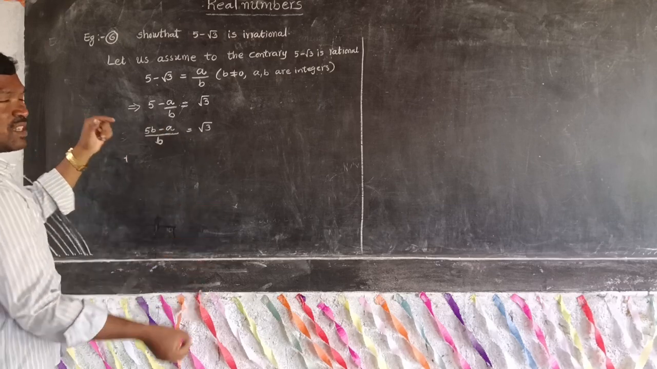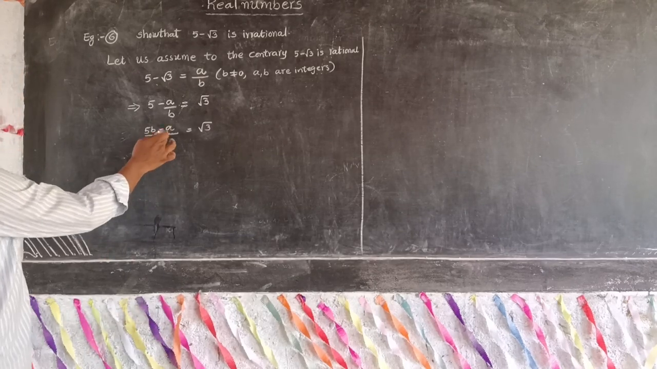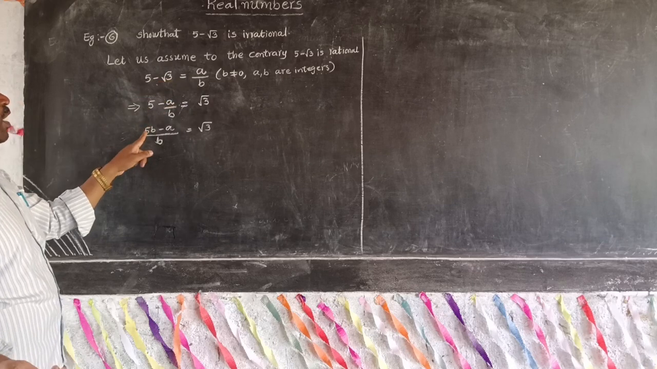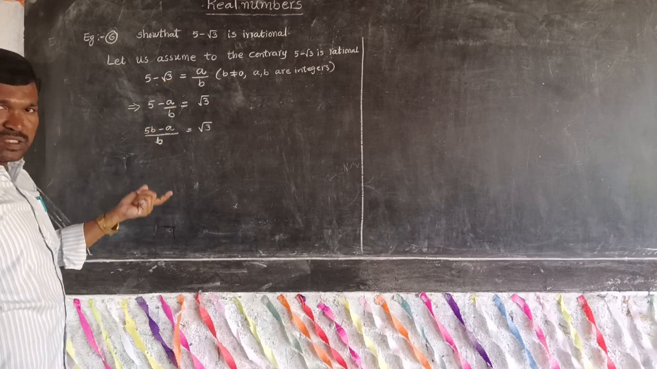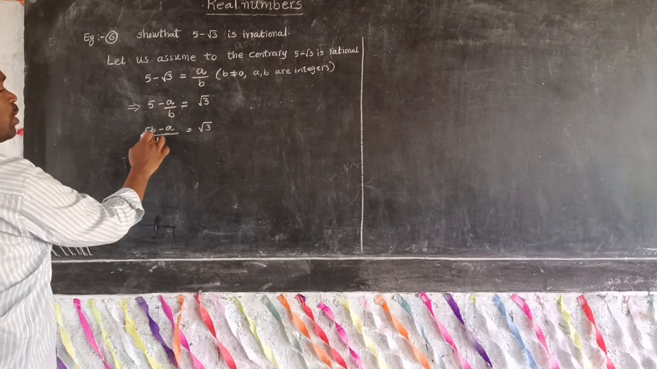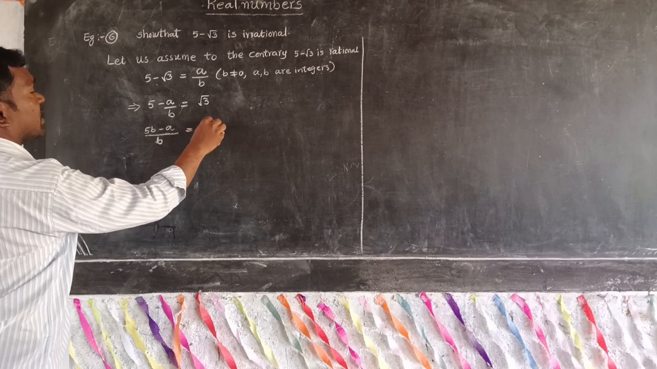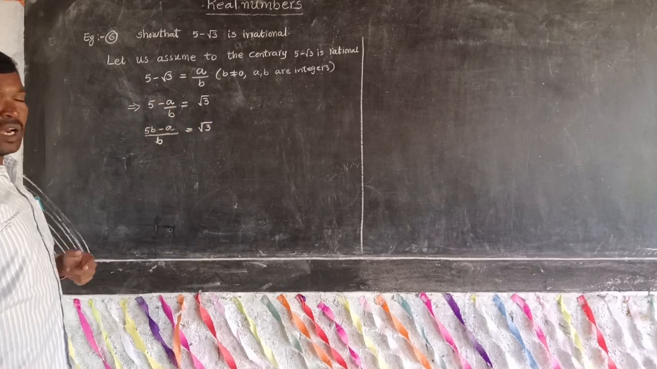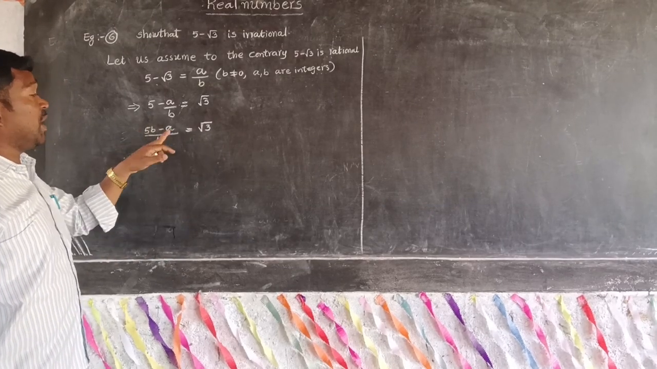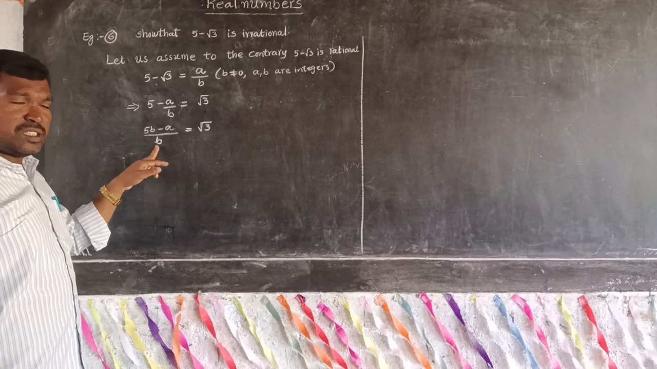5b minus a, by b. Since a and b are integers, 5b minus a is also an integer, and b is also an integer, so 5b minus a by b is rational. But the right-hand side, root 3, is irrational. We already proved in a previous class that root 3 is irrational, but 5b minus a by b is rational. This is a contradiction to the fact.